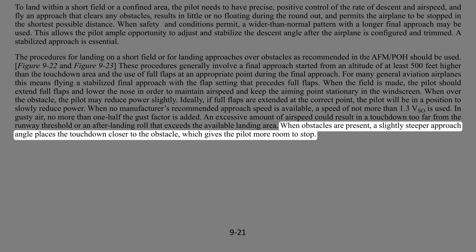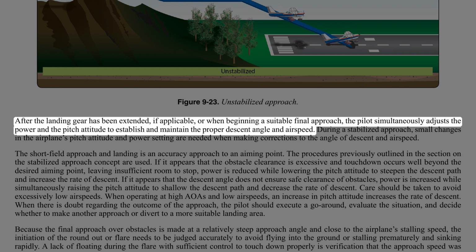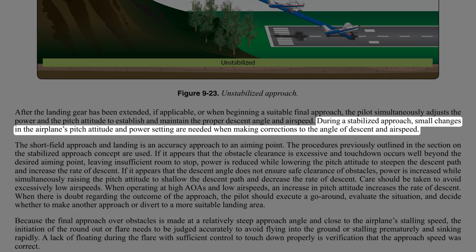When obstacles are present, a slightly steeper approach angle places the touchdown closer to the obstacle, which gives the pilot more room to stop. After the landing gear has been extended, if applicable, or when beginning a suitable final approach, the pilot simultaneously adjusts the power and the pitch attitude to establish and maintain the proper descent angle and airspeed. During a stabilized approach, small changes in the airplane's pitch attitude and power setting are needed when making corrections to the angle of descent and airspeed.